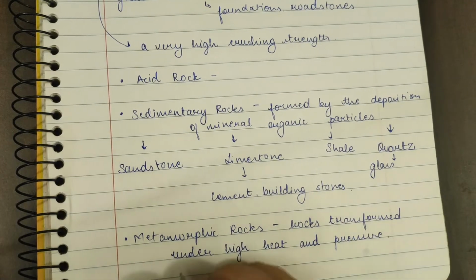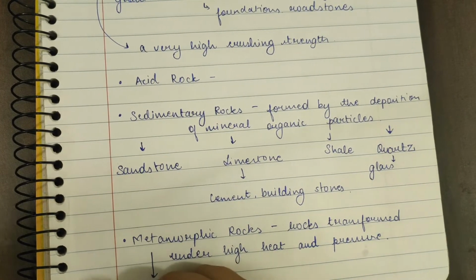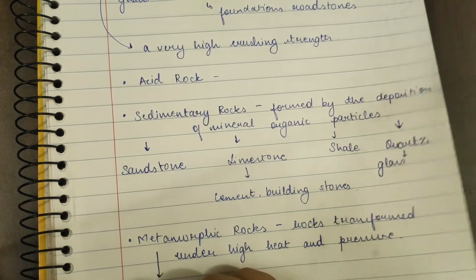An example of metamorphic rocks is marble, which is obviously used in the construction industry.